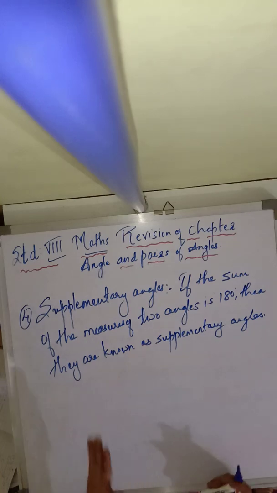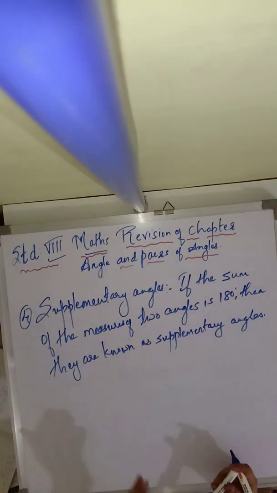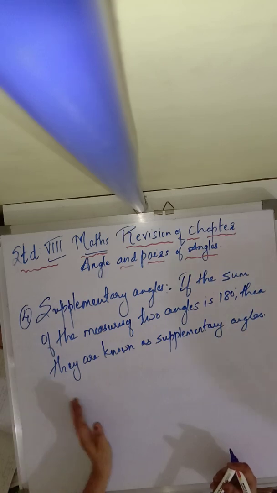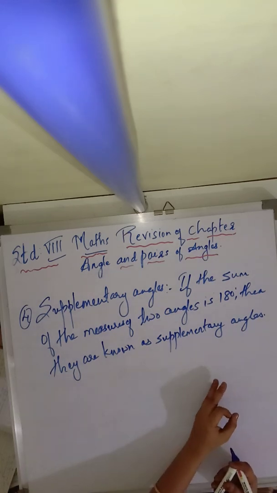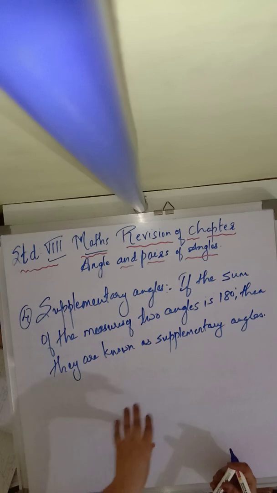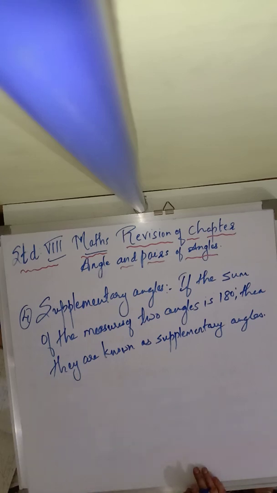So this is the definition of supplementary angles. Children, same as complementary, where the sum of the measures of two angles was 90 degrees, here in supplementary, the sum of the measures of two angles is 180 degrees.